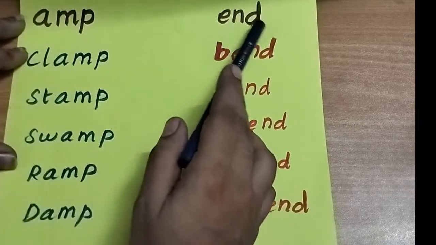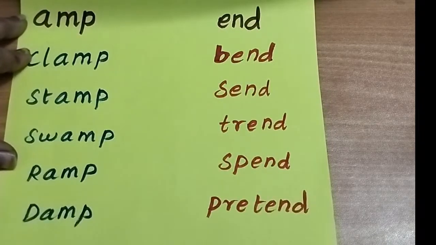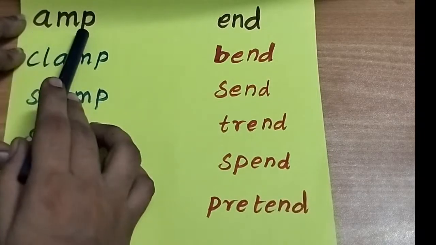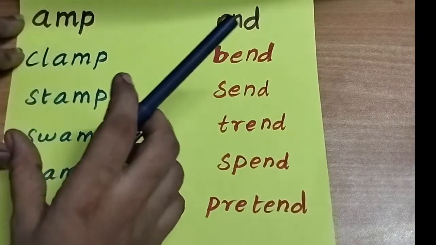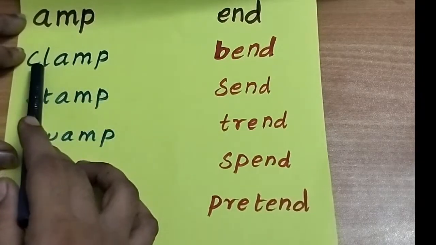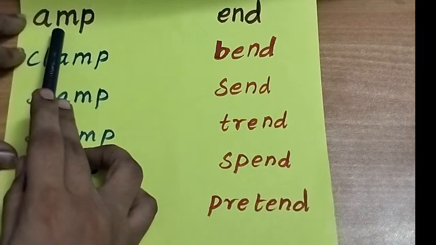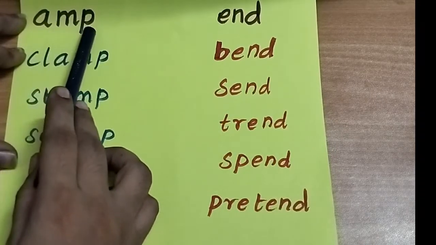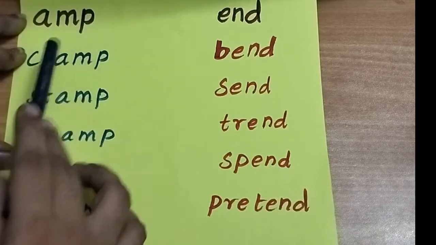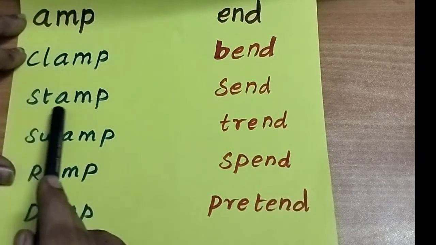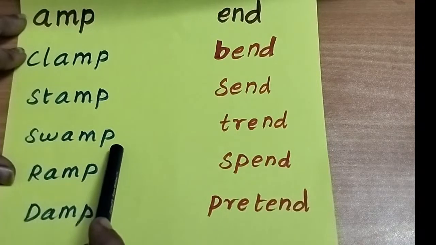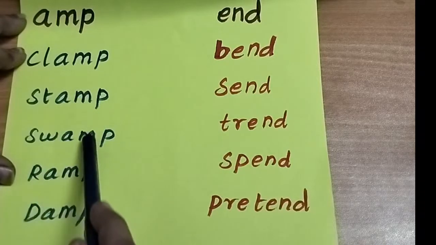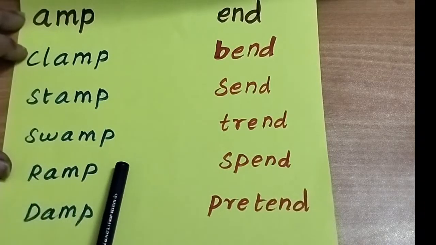AMP, END. So this is two or more letters, where we have two consonants and a vowel, which will be helpful for you to read a slightly bigger word. So amp. The sound of A is A, the sound of M is M, the sound of P is P. Amp, clamp, stamp, swamp, ramp, damp. So this is your ending consonant blend, that is AMP.